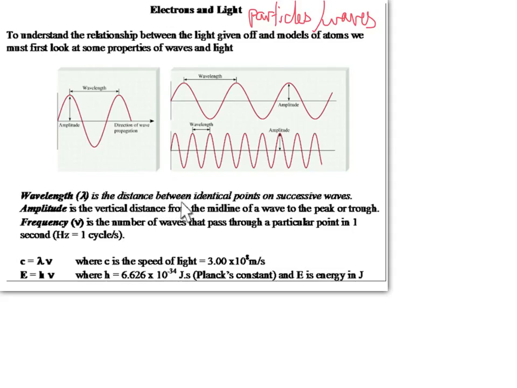So the wavelength is the distance between identical points on successive waves. That would be the distance between crest and crest, or the distance between trough and trough. So there's your wavelength here, and there's your wavelength here. If you compare, let's call this wave A and this wave B. Wave A would have a longer wavelength. Wave B would have a shorter wavelength.